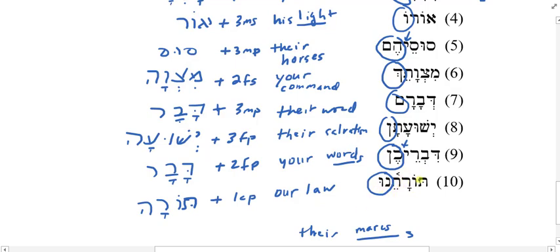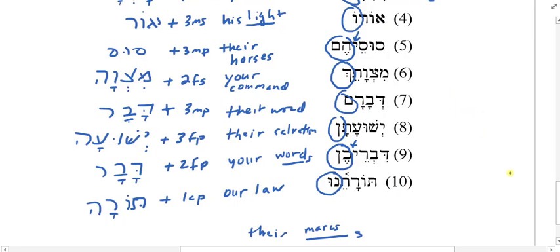Let's write our instructions or our laws. What would that look like? Torah would become Torot. And then I add nu, but in this case, I have to use the extra yod, the sere yod. Torotenu, with the accent on that. That, by the way, is our laws, plural.